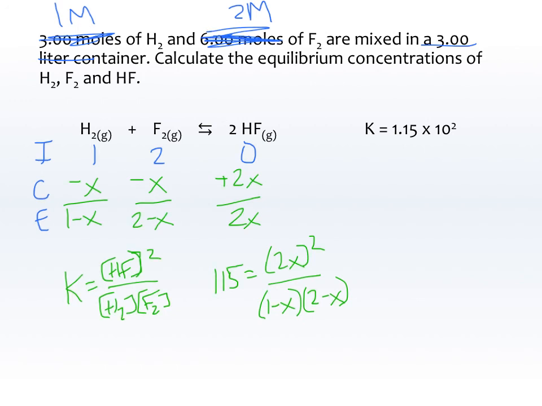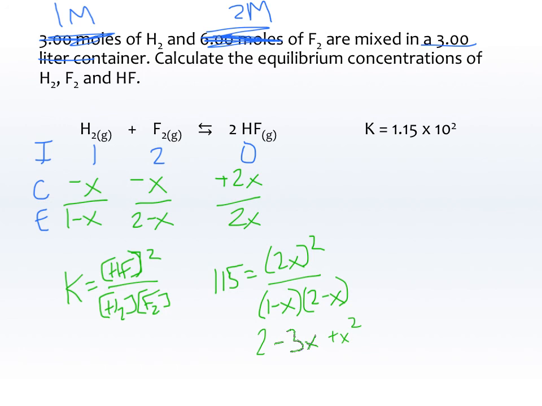Now maybe you can see why this one's a different type of problem, because now there's not a perfect square on the top and on the bottom. So we're actually going to have to solve this out, which means we're going to have to FOIL what's on the bottom. 1 minus x times 2 minus x. It's first, outside, inside, last. So the first is going to give me 2. And the outsides are going to be minus x minus 2x. And the last is plus x squared. So this right here is going to end up being 2 minus 3x plus x squared equals 115.